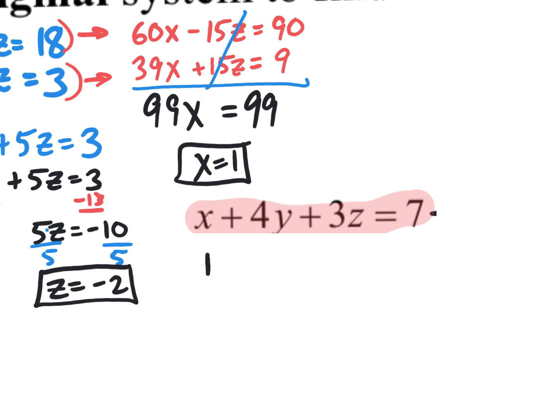Instead of x, I put a 1, plus 4y. We don't know what y is. That's what we're trying to solve. Plus 3z. And z, we already know z is -2. Equals 7.